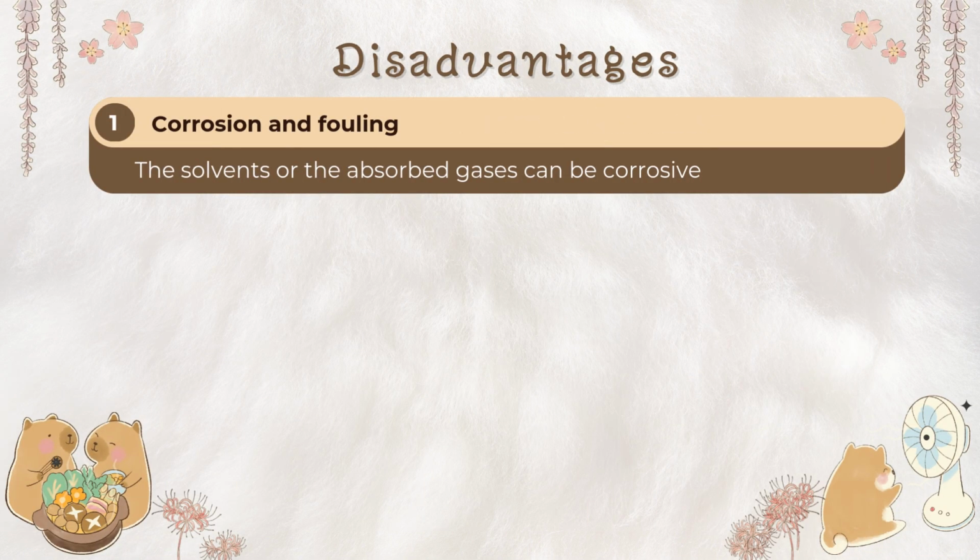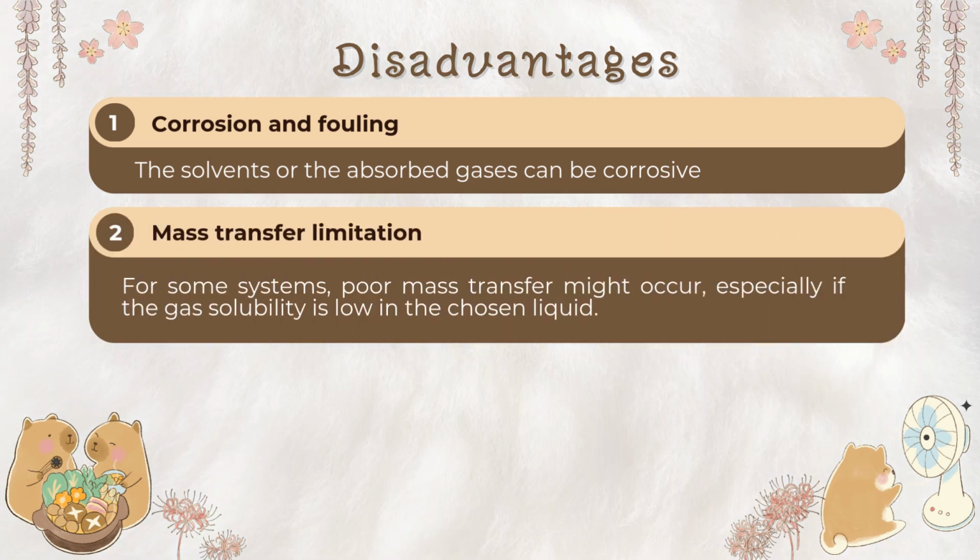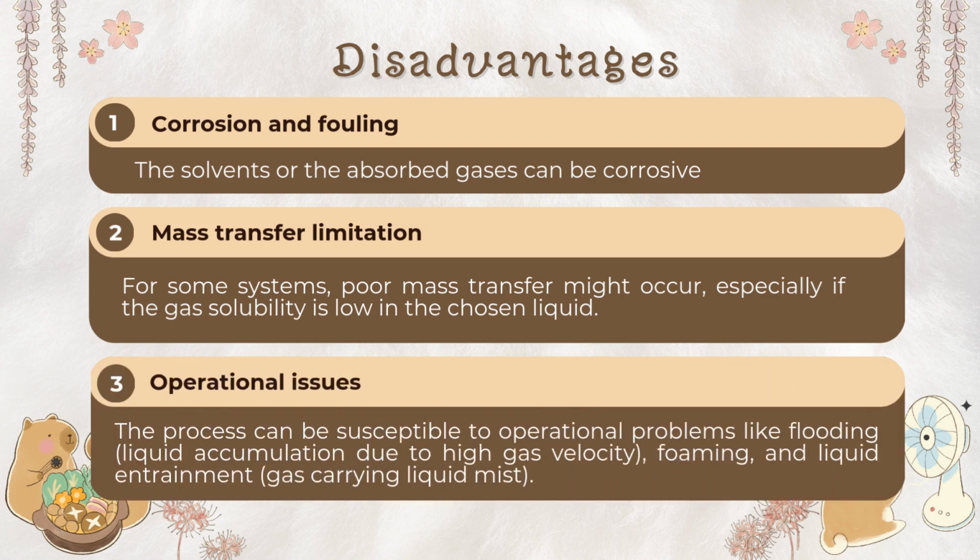Absorption also has limitations. First is corrosion and fouling. Some solvents or absorbed gases can corrode equipment, leading to damage and high maintenance costs. Second is mass transfer limitation. If the gas has low solubility, it transfers into the liquid slowly, reducing efficiency. And lastly, there are operational issues such as flooding when liquid accumulates, foaming which lowers column performance, and liquid entrainment where gas carries liquid droplets off the column. These problems can affect overall system reliability and efficiency.